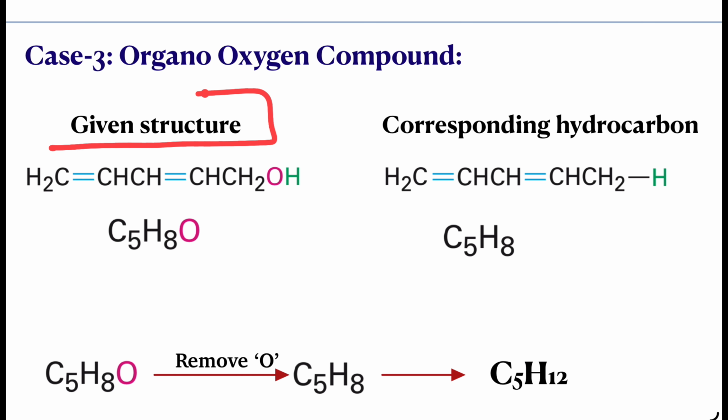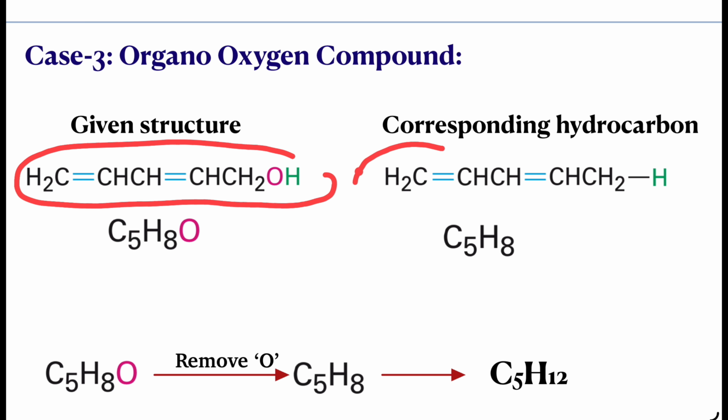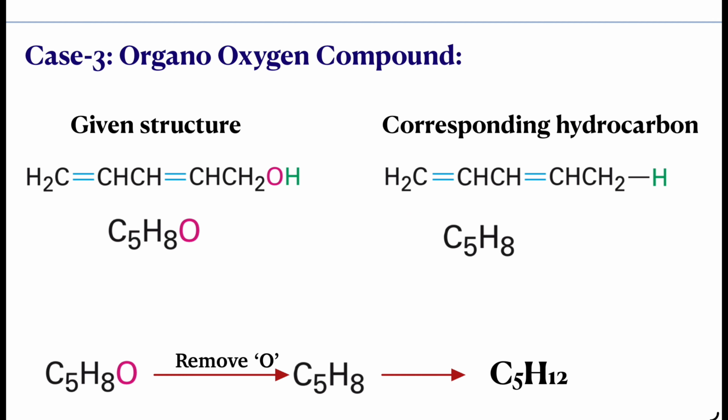So this is the given structure. Oxygen is bivalent. It has 2 bonds. So one bond is with carbon, one bond is with hydrogen. So this is the given structure. This is the corresponding hydrocarbon. That means you are just removing this oxygen. In order to convert that into the corresponding hydrocarbon, you are just removing it.